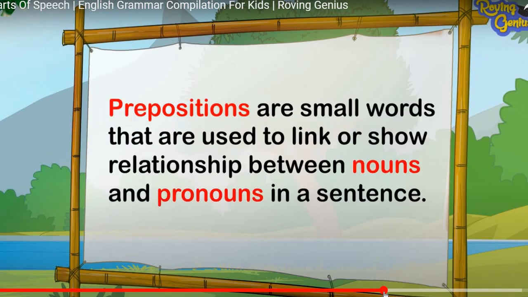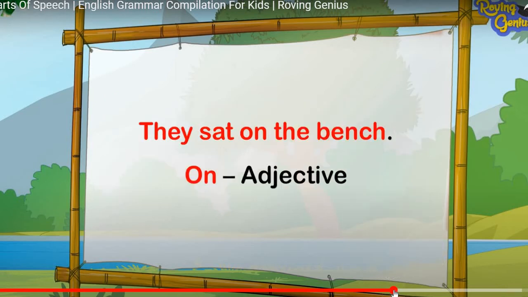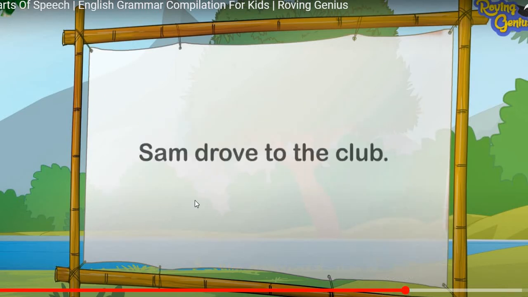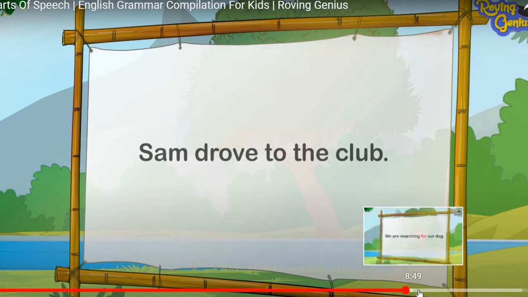Prepositions. The seventh part of speech is called preposition. The preposition is a small word that shows the place of the thing or the time of the thing. For example, my book is on the table. On is a preposition. Or, Sam drove to the club. To is a preposition. The cat is under the table. Under is a preposition. Okay?